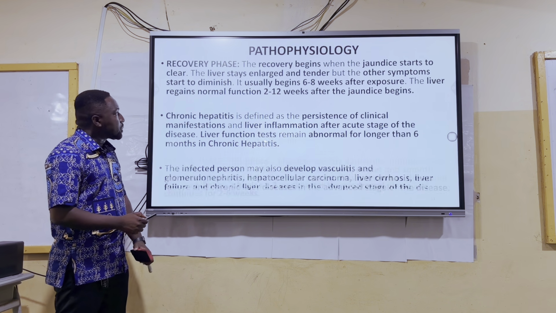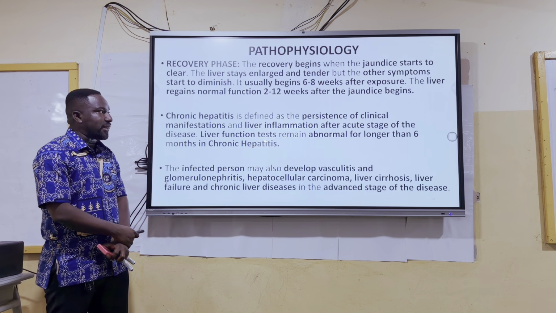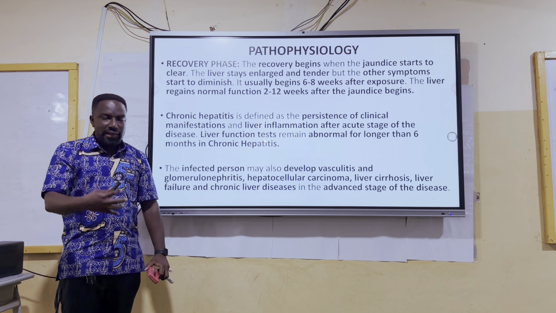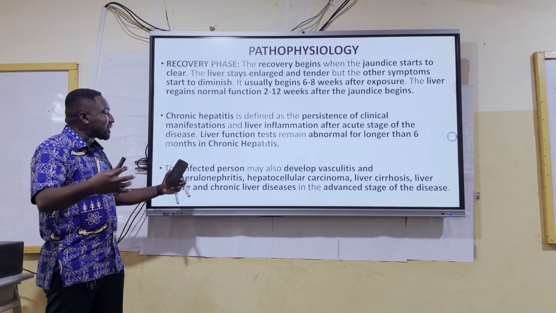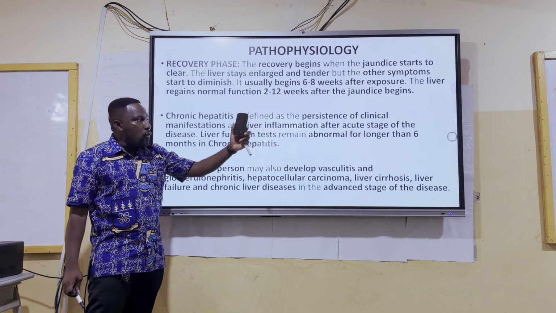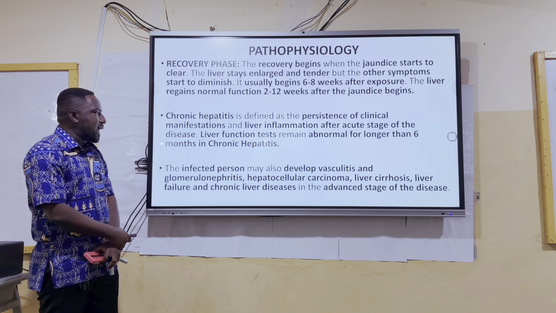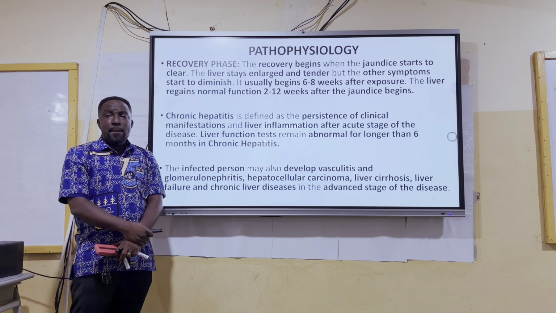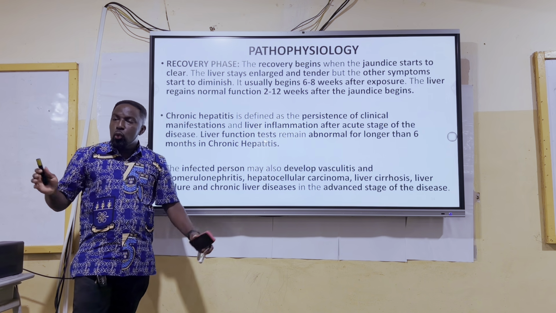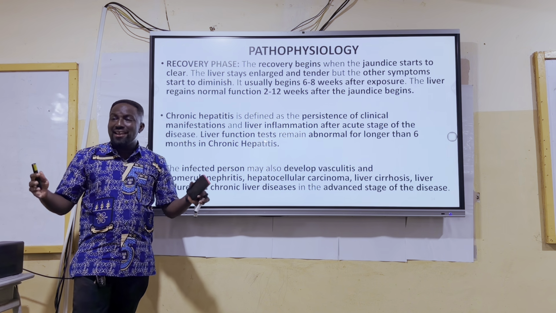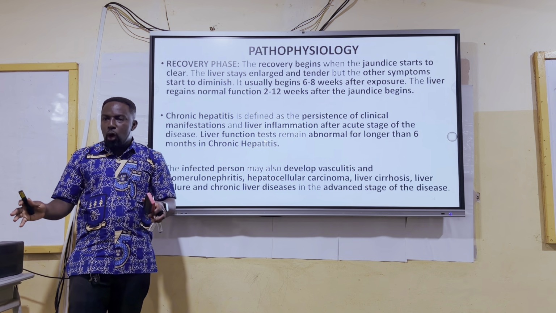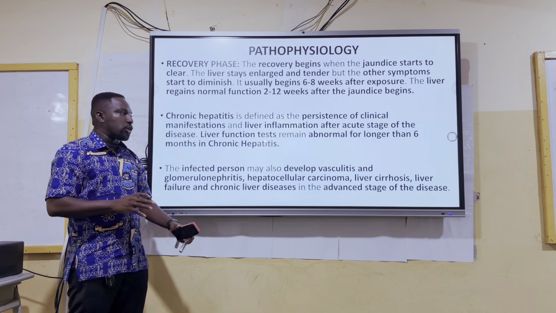And then finally, the recovery phase of the disease, like I said, is when the individual is recovering from what? The disease. So now the signs and symptoms will start to diminish, and it normally occurs about 2 to 12 weeks after jaundice disappears. Now, if an individual begins to have hepatitis within the acute phase, and it's not properly managed, then from the acute stage, the individual will progress towards the chronic stage of the disease.